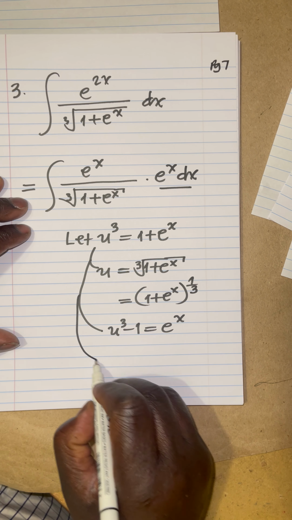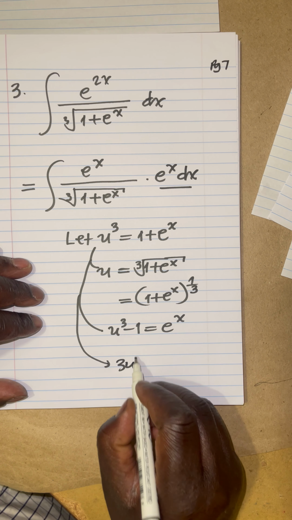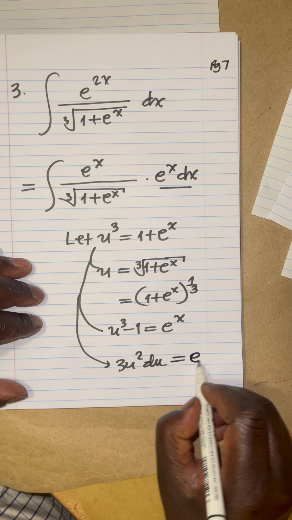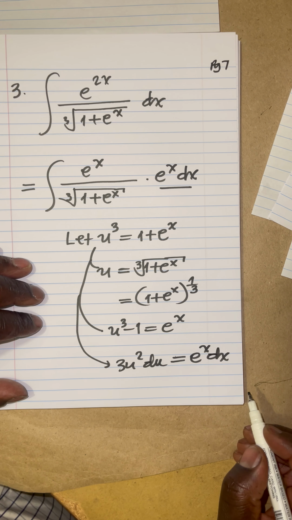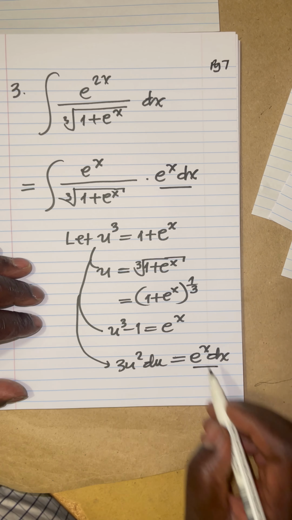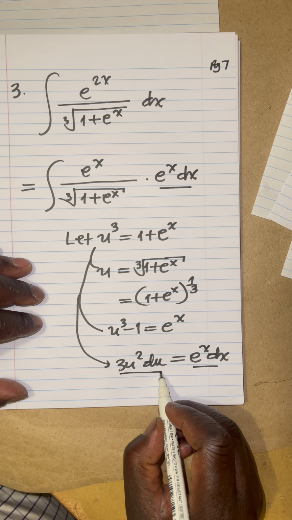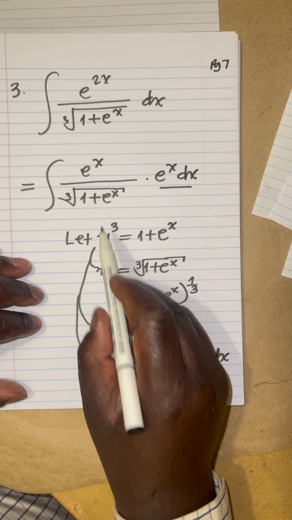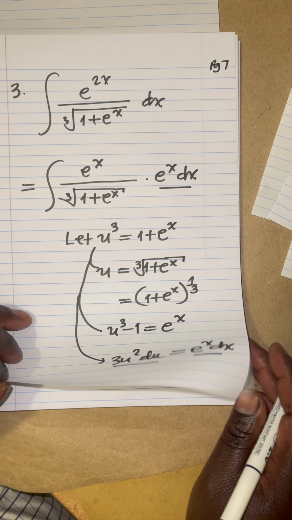The third step is differentiating implicitly on both sides. So it's 3u² du on the right hand side is going to be equal to e^x dx. The derivative of 1 is 0 because 1 is a constant. Now this part is that part, as you can see. So we're going to have this replaced by that, and the denominator will be the cube root of u³. In the numerator, I'm going to have u³ − 1 as follows.